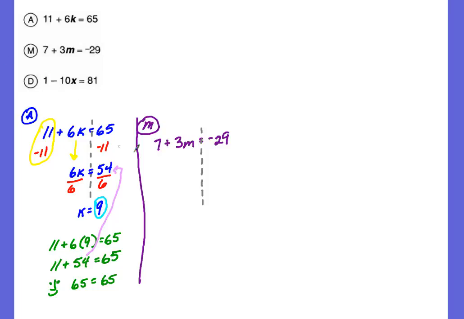So our first question is going to be to figure out what 3m is equal to, and then eventually what m is equal to. Well, to find out what 3m is equal to, we have to take away that 7. We have to cancel out the 7 that was sitting there with the 3m.